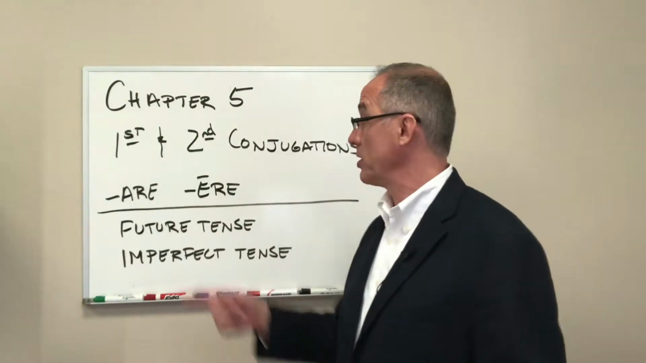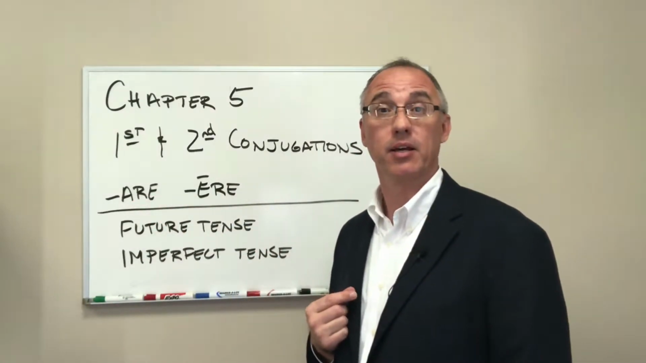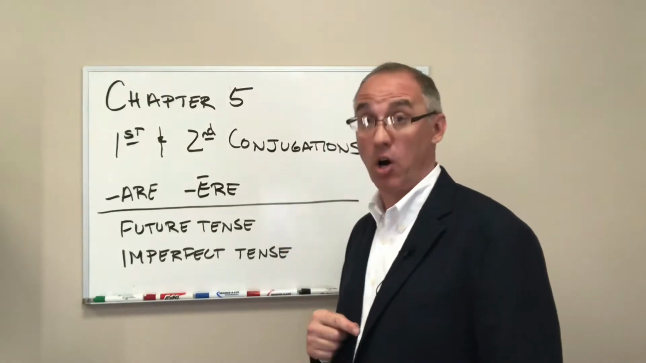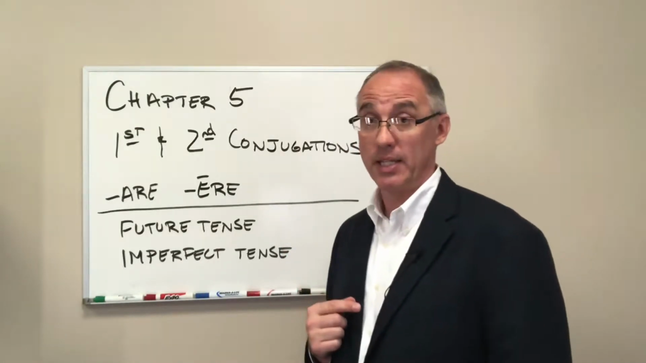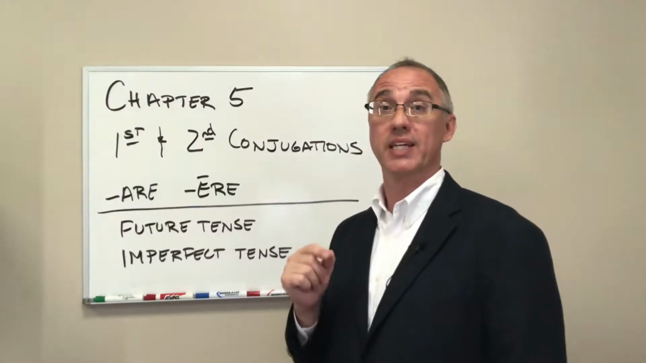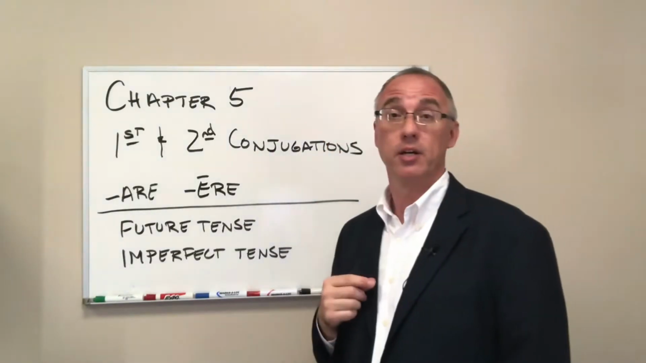The first conjugation is marked by an ARE ending in the second principal part, and the second conjugation is marked by a long ERE in the second principal part. That macron, that long mark over the E, is critical for identifying second conjugation verbs.